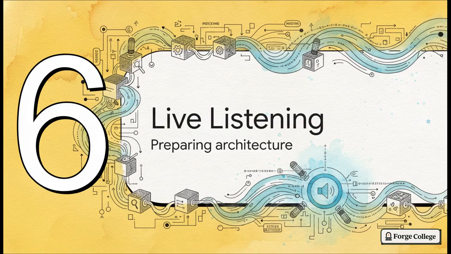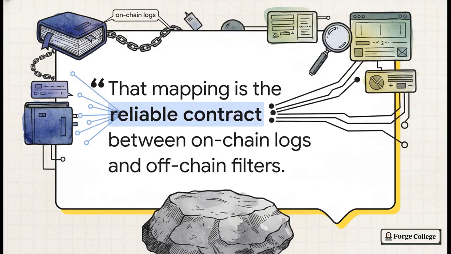Section 6. Live listening. Preparing architecture. All right, here is a massive takeaway I really want you to internalize. That mapping is the reliable contract between on-chain logs and off-chain filters. The script we just outlined together isn't just a toy. It validates your entire Solidity event design. If you can't easily query your data using this logic off-chain, then your smart contract events are designed poorly, period. This exact filtering logic serves as the rock-solid core for any off-chain processing architecture you will ever build.